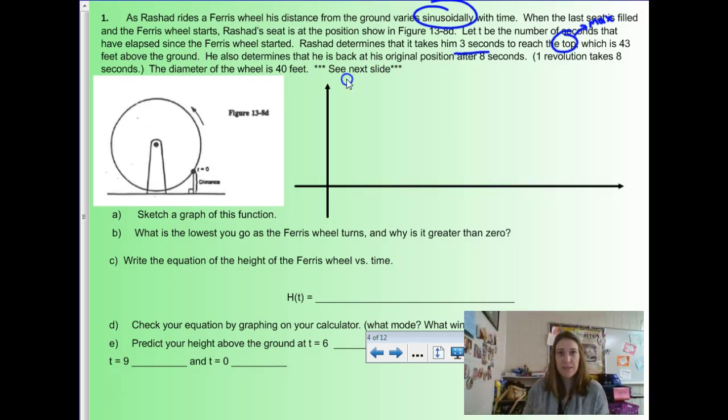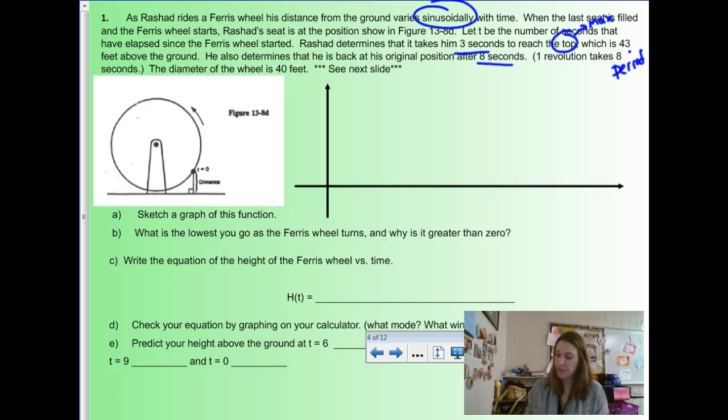It also determines that he is back to the original position after 8 seconds. So one revolution takes 8 seconds. That is a way of saying, let's see, that's the period length, right? I always get period and frequency reversed in my head because of my dyslexia and all that. I got to think real hard. All right, so the period is 8 seconds. The diameter of the wheel is 40 feet. That's not a direct clue to our equation, but it is going to help us find parts of our equation.